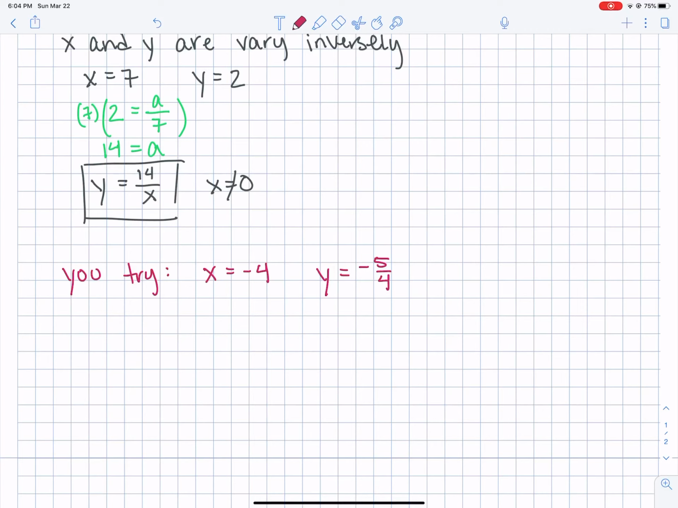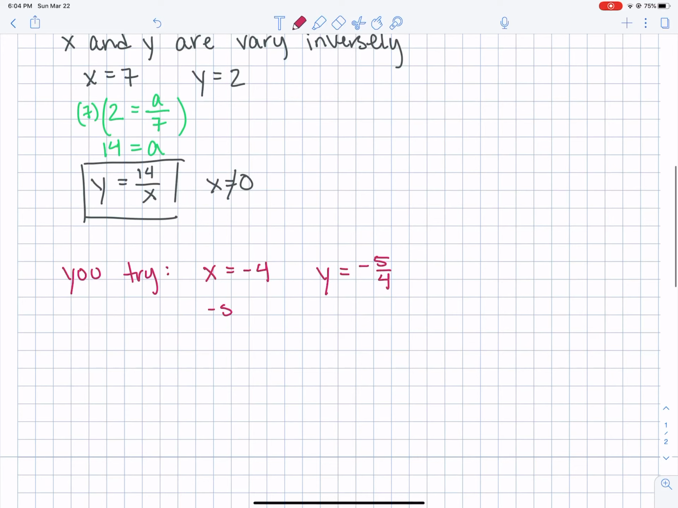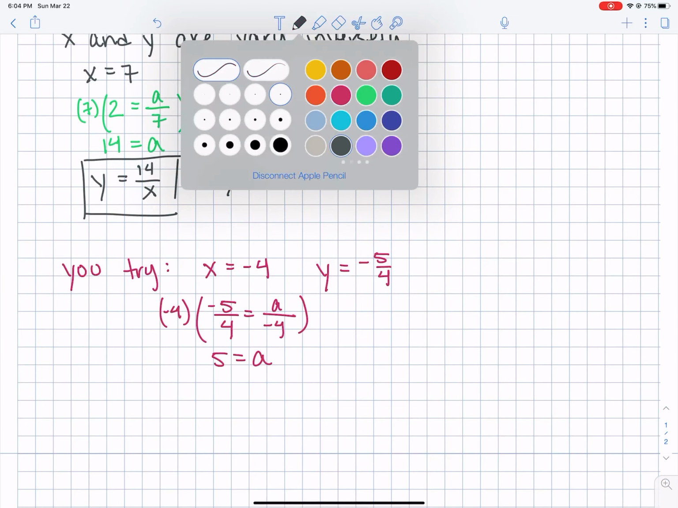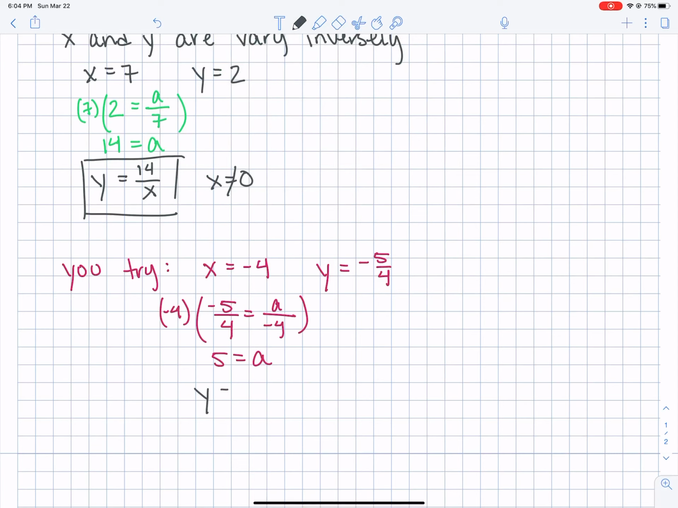All right, hopefully you've come back and done everything on your own. You're just checking your answers. I'm going to do this one. I'm going to say that -5 over 4 is equal to some number over -4, multiplying both sides by -4, meaning that 5 is equal to a, and my equation would be y is equal to 5 over x.